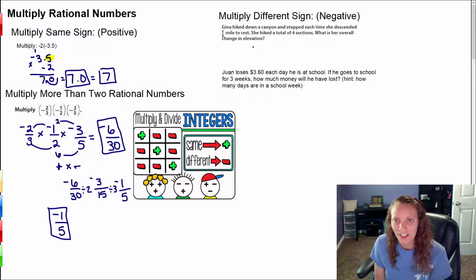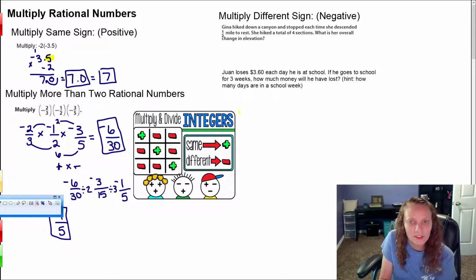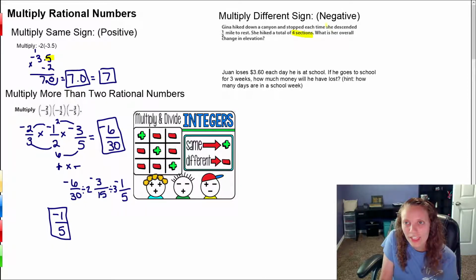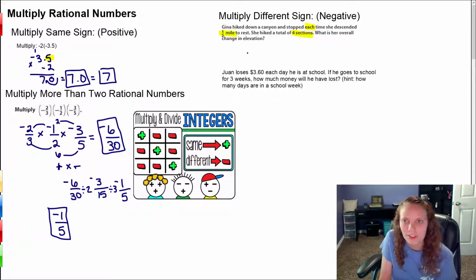Gina hiked down a canyon and stopped each time she descended 1/2 of a mile to rest. She hiked a total of 4 sections. What is her overall change in elevation? So I know that she's going 4 sections, and we know that each time, that's a really important keyword, each time it was 1/2 of a mile. Let's draw a picture of this. She's descending, so that would be going down.